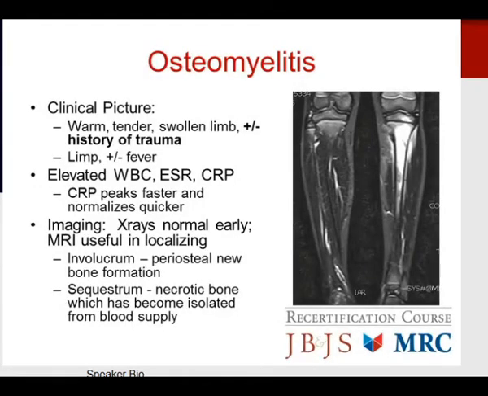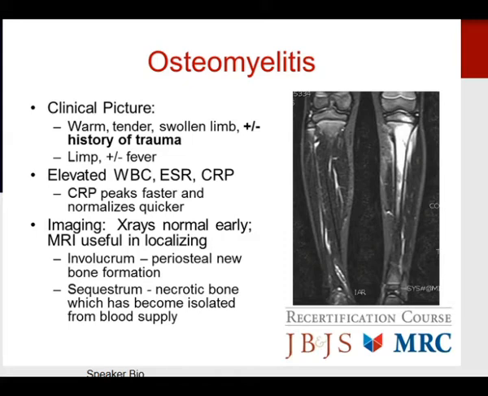The classic clinical picture includes a child with a warm, tender, swollen limb. Frequently there's a history of trauma. A common scenario is a child who falls off their bicycle or has an athletic injury, has pain which resolves over a day or two, but 5 to 7 days later the pain returns and progresses. Children will also frequently have a limp and fever. Inflammatory markers will be elevated, and the CRP is important because it tends to peak faster and also normalizes quicker than your ESR after appropriate treatment.